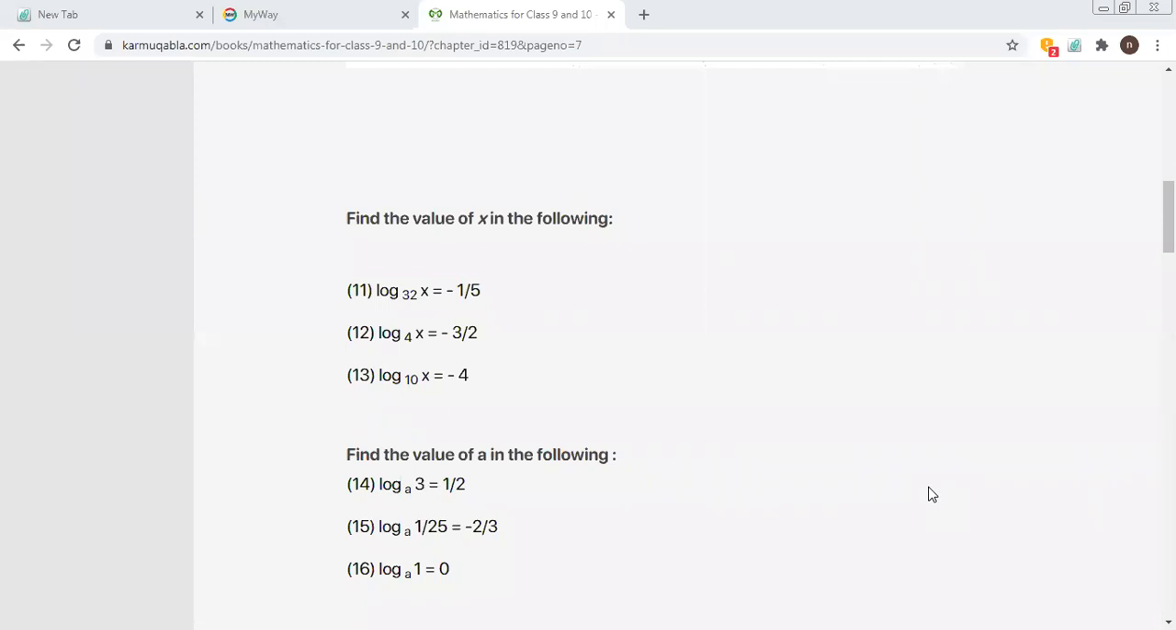We will solve question number 11 of 3.2. First, as you can see, the question is written in logarithmic form. We will convert it into exponent form. Now we will make it into exponent. The value which is written in subscript is the base, is equal to, this is the exponential form.